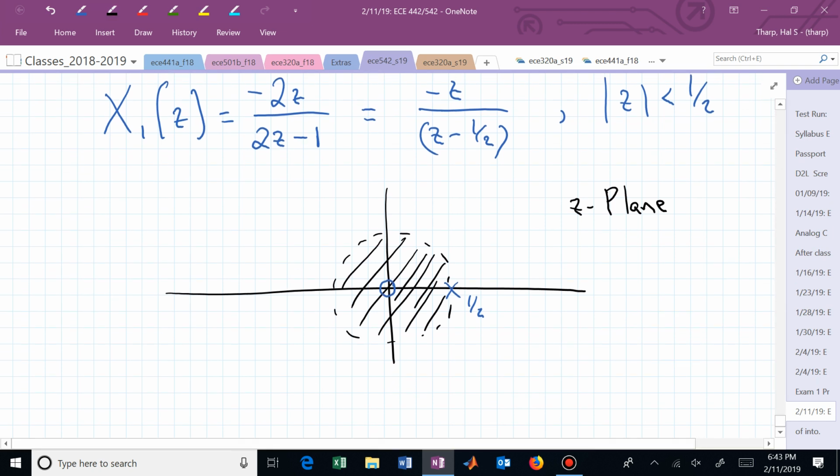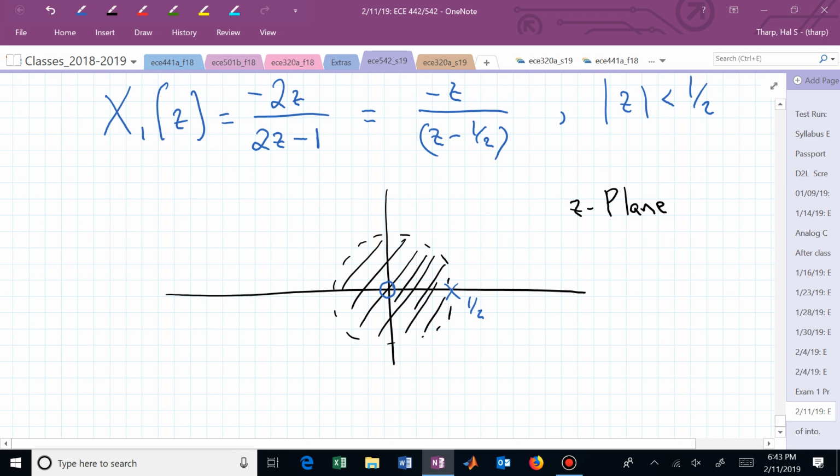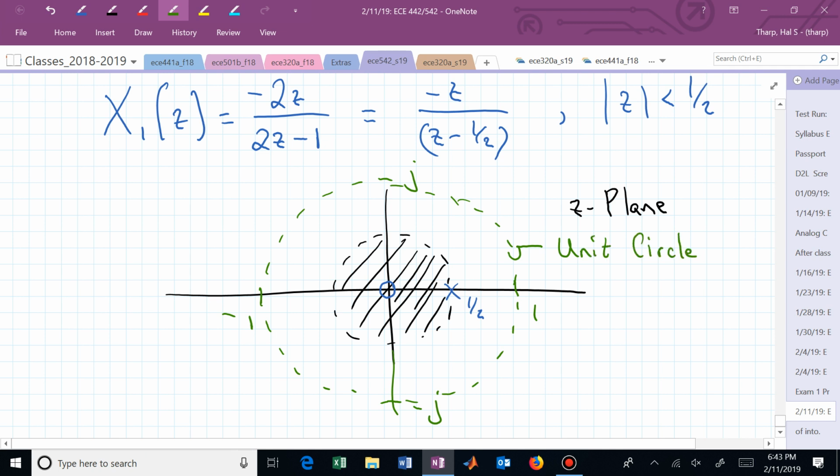Here's our region of convergence. Where's the unit circle relative to this disk? The unit circle is just where it's supposed to be, right? This is now our unit circle. Does the unit circle live on top of or in the region of convergence? Is it contained in the region of convergence?